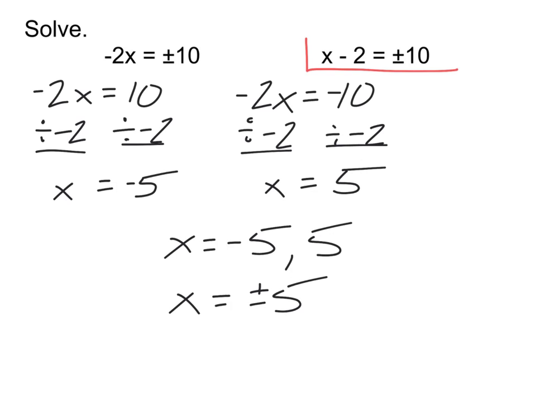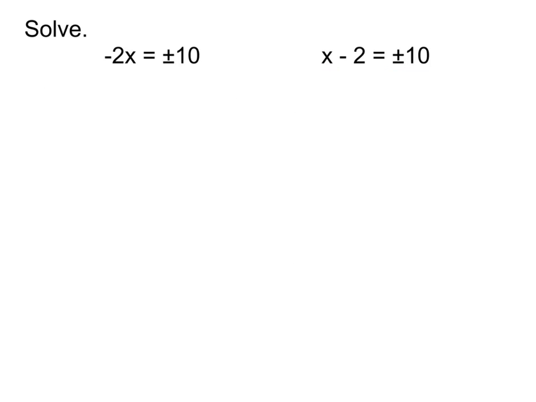But then we need to take a look at the second one. Now the second one sets up the same kind of way, where I'm going to start by splitting it into two equations. So I have x minus 2 equals 10, and x minus 2 equals negative 10. In this case, what is going on between the x and the 2? Is this subtraction or is this multiplication? It is subtraction.